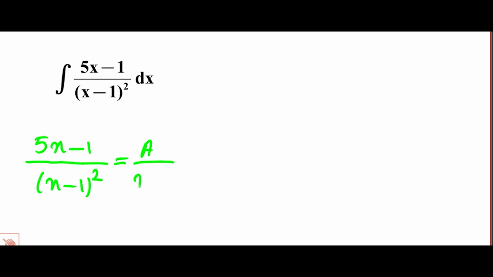In this problem, the factor x minus 1 is repeated twice. But why does this matter? Because we need a term for every power of the factor up to its total degree, right? So we have 5x minus 1 over x minus 1 whole squared equals a over x minus 1 plus b over x minus 1 whole squared.